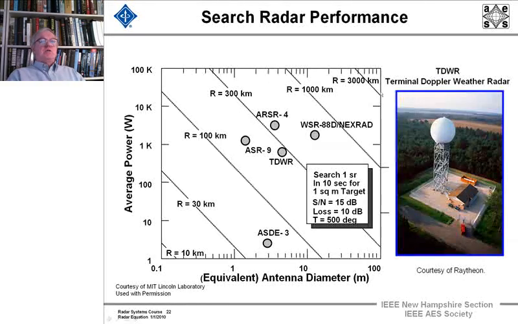And lastly, the terminal Doppler weather radar, which is optimized to see a small change. It measures the Doppler and amplitude of rain and turbulence in the area around airports, and it's placed specifically at airports that have a meteorological condition called microbursts that have caused accidents. These microbursts cause an updraft and then a downdraft of air with great speed.